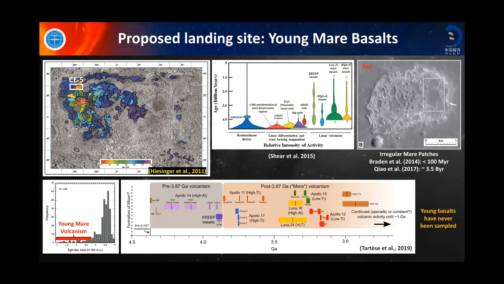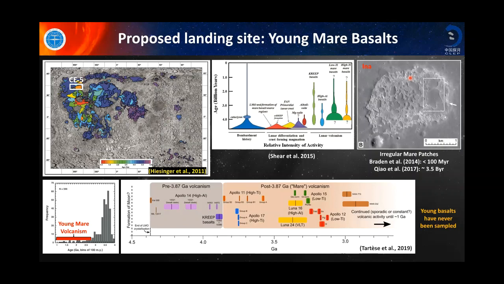We don't really know when and how the Mare volcanism or volcanic activities on the moon changed. We already find some potential young volcanic activity candidates on the moon, such as irregular patches. There are not many impact craters superposed on these irregular patches, which means they may have very young ages. Because we don't have the samples, we propose we need to sample the young samples back.